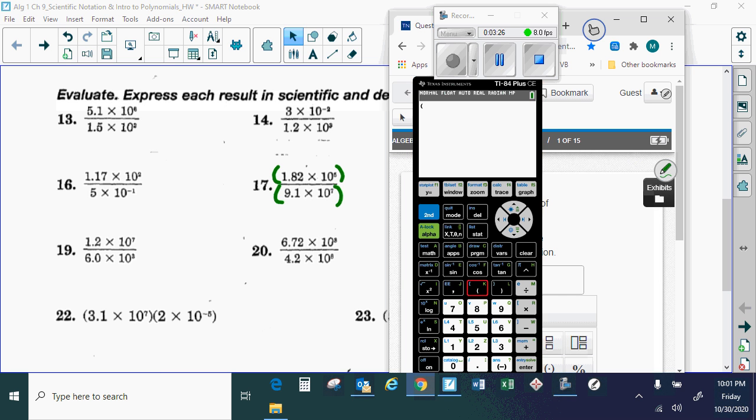All right, parentheses. 1.82 times 10 to what power? 10 to the fifth. Hit the right arrow to bring it back down. Right parentheses. Divided by parentheses. 9.1 times second log, which is 10 to the seventh. Right parentheses, right arrow to bring it down. Parentheses. Now I hit enter, and it gives it to me as a decimal.